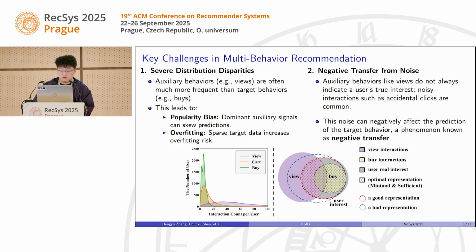Many auxiliary behaviors are implicit feedback and don't directly reflect the user's true interest. So this noise can negatively impact the target behavior prediction, leading to a phenomenon known as negative transfer.